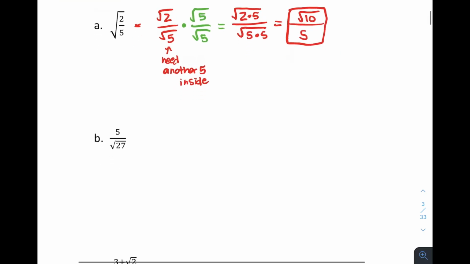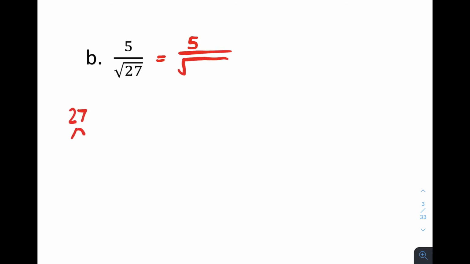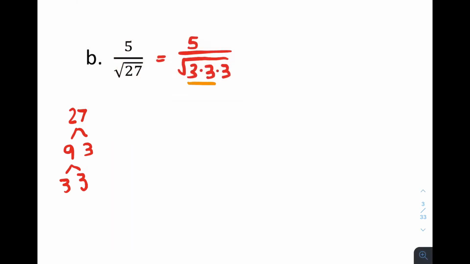The next one, only our denominator has a radical. So I could multiply this by square root 27 over square root 27, kind of like I did above. But actually, I am going to take a different strategy here. So I'm going to think about what 27 breaks down into. It breaks down into 3 factors of 3. So I could bring one outside first. There's lots of ways I could do this.